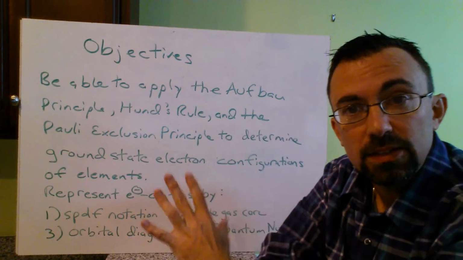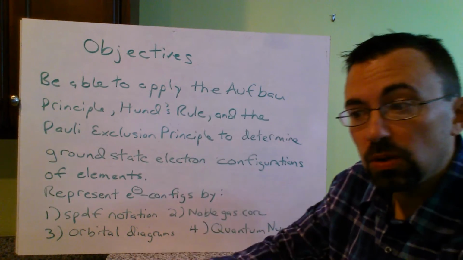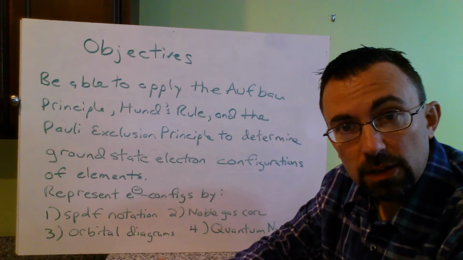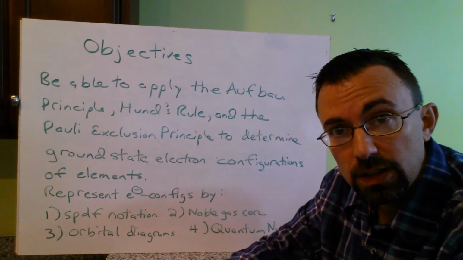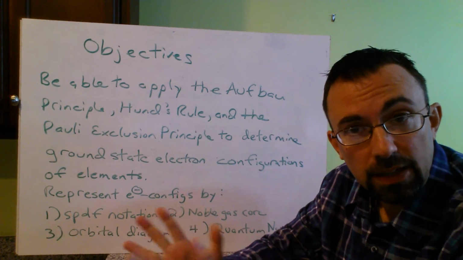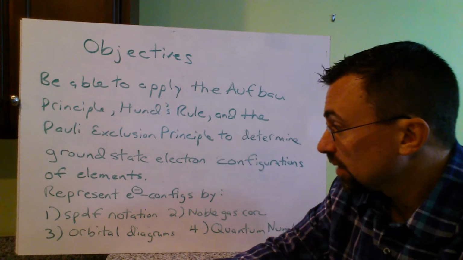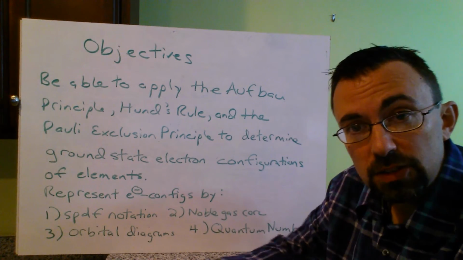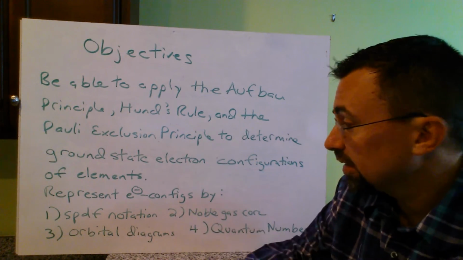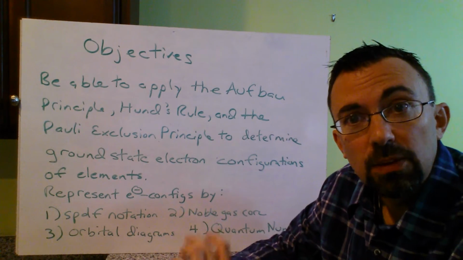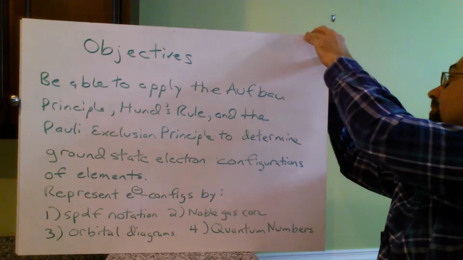There's a lot going on here, so I may break this into two parts, but here's the objectives for both. It's basically to apply our principles for filling orbitals with electrons and to apply them to any element on the periodic table. And to do that in a number of different ways, we're going to represent them in the SPDF notation, noble gas core SPDF notation, orbital diagrams, and through quantum numbers. And without further ado, let's talk about those filling rules.